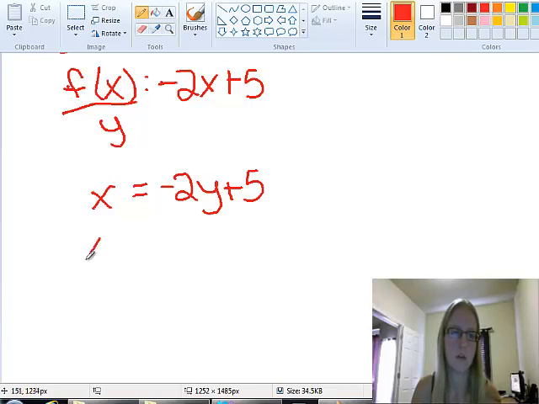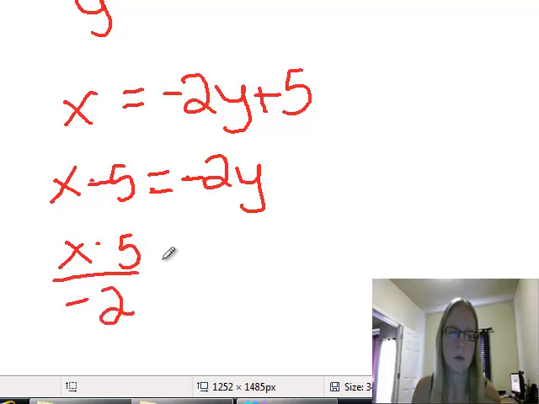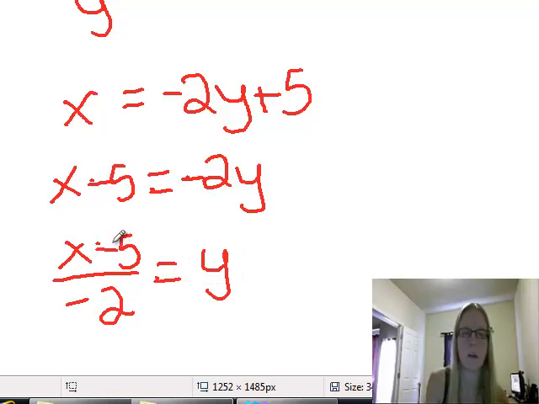You should have subtracted 5 from both sides. So x minus 5 equals negative 2y. My negatives aren't coming out very well. And then divide by negative 2, so you would get x minus 5 all divided by negative 2 equals y. Okay, so that's how we did this. We solved now for the y. Once you interchange the x and y, you solve for y.